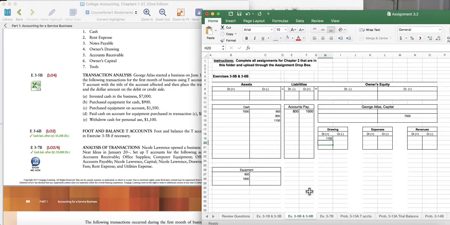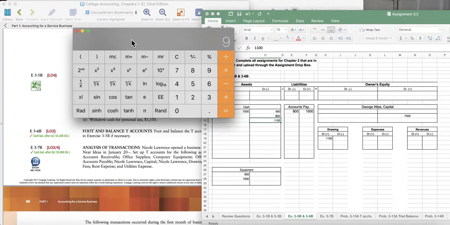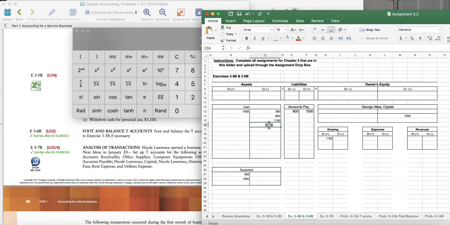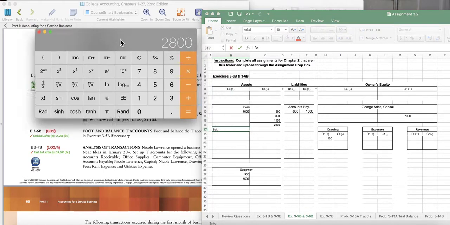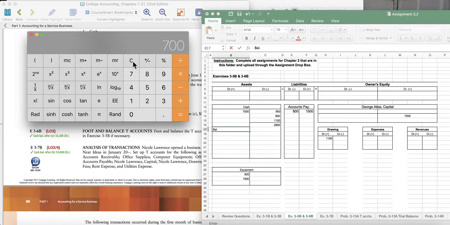For number 6, we're going to total and foot the accounts that need it. So in this account, we're going to add our cash amounts together. So we have 900 plus 800 plus 1,100 gives us 2,800. Since there is only one transaction in cash, we do not need to do anything else with that, except we will put our balance on the debit side since cash is an asset and has a normal balance of a debit. So we have 7,000 minus 2,800 gives us 4,200.